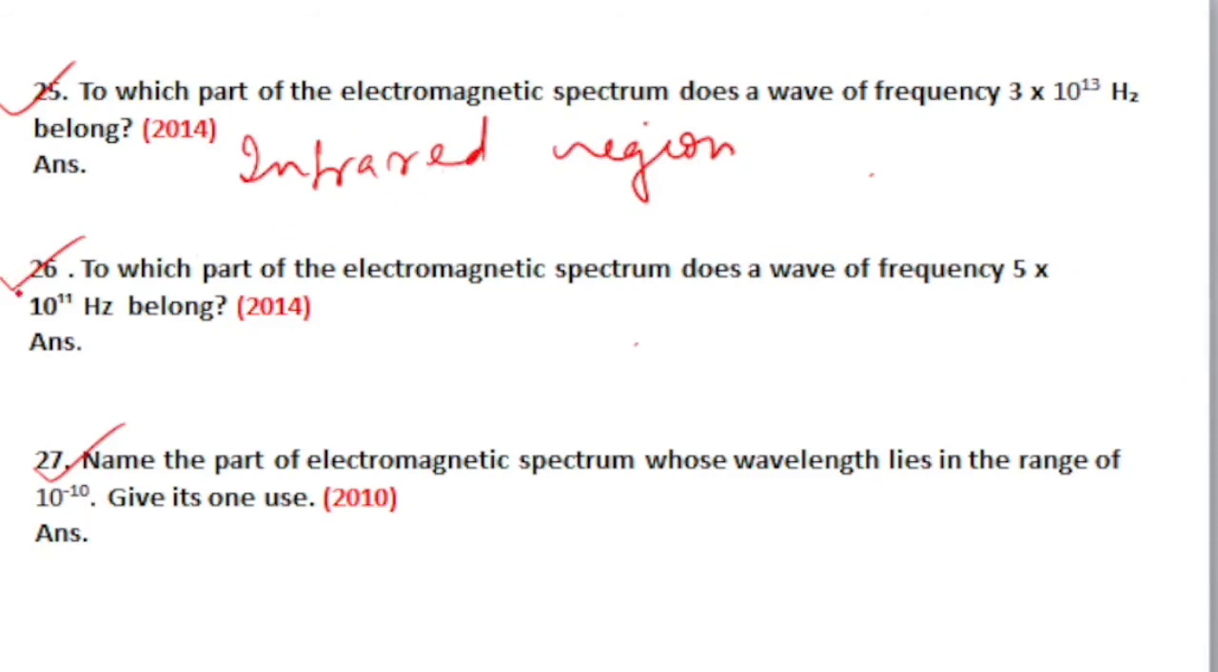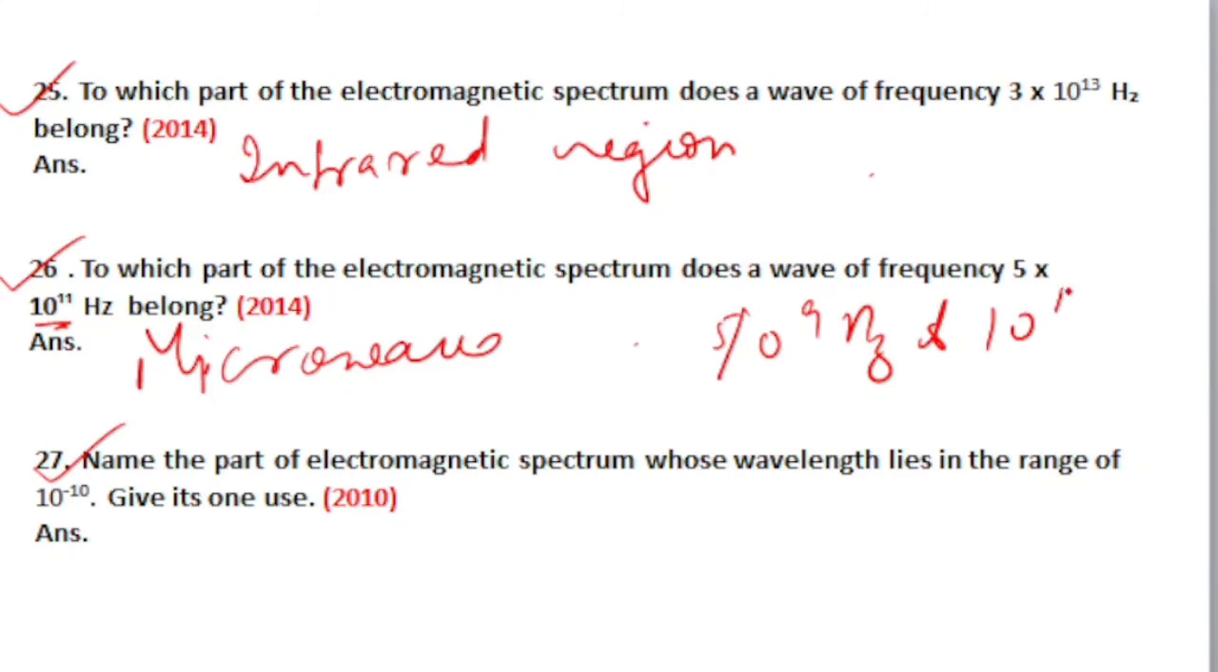Now, next question number 26. To which part of the electromagnetic spectrum does a wave of frequency 5 into 10 to the power 11 Hz belong? Answer is again, which electromagnetic spectrum? Yes, microwave, right? Microwave belongs to this frequency range, 5 into 10 to the power 11 Hz. Microwave region is 10 to the power 9 Hz to 10 to the power 11 Hz. So, this belongs to microwave, right?